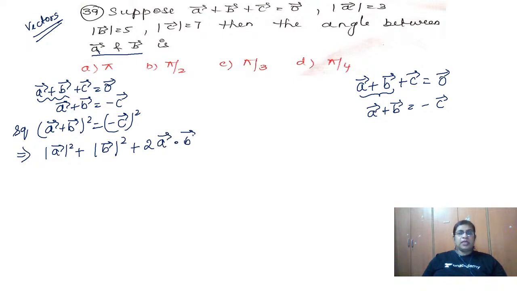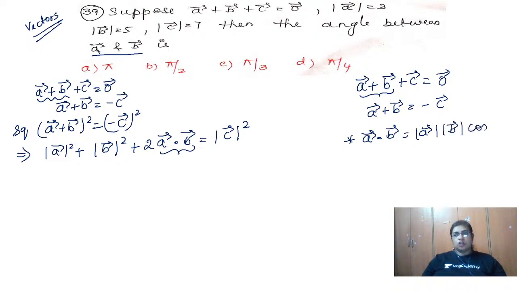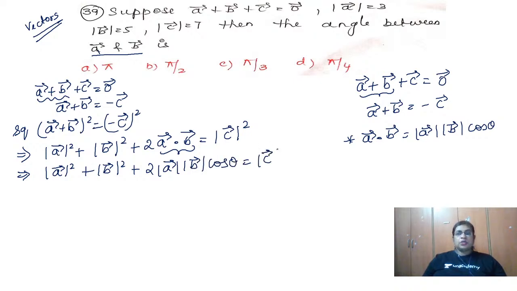So A dot B is equal to, minus will become plus and it will become magnitude C square. Now we know the A dot B formula. What is A dot B vector? A dot B is equal to magnitude A, magnitude B into cos theta. Substitute. So therefore this is equal to magnitude A square plus magnitude B square plus 2 into magnitude A, magnitude B into cos theta is equal to magnitude of C square.